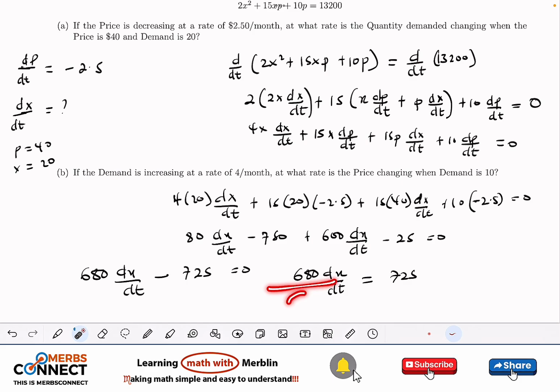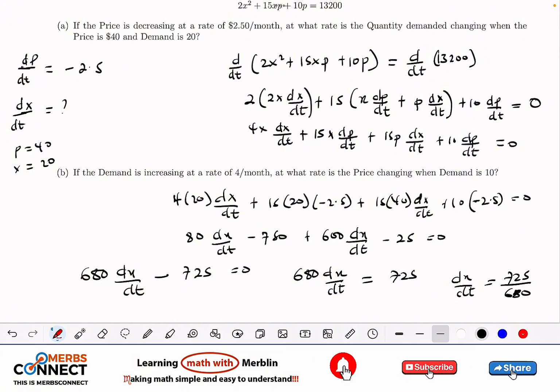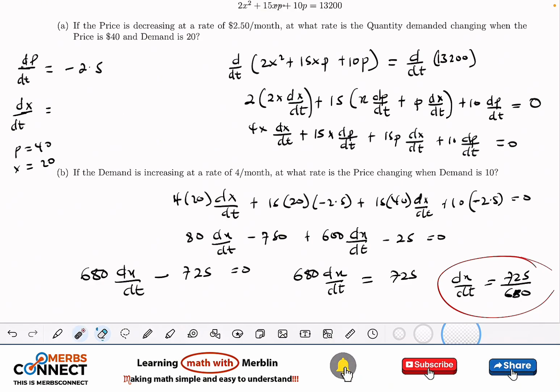Then I'll divide this one by 680, divide this one by 680. So the dx over the dt will be equal to 725 divided by 680. So this, you can simplify, but you can also leave it in this form. So that's what you are going to get for the dx over the dt. 725 divided by 680. That is A.